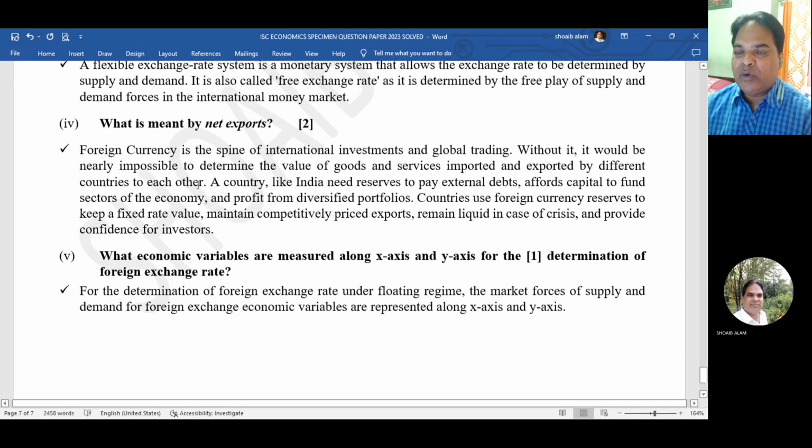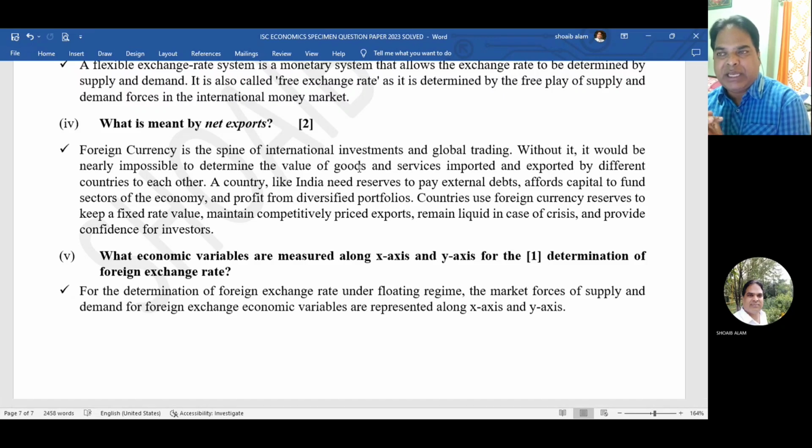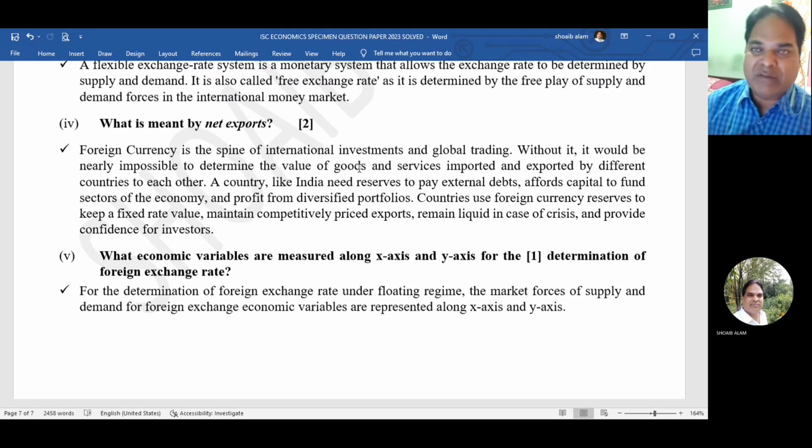Number four, what is meant by net export? Foreign currency is the spine of international investments and global trading. Without it, it would be nearly impossible to determine the value of goods and services imported and exported by different countries to each other. A country like India needs reserves to pay external debts, afford capital to fund sectors of the economy, and profit from diversified portfolios. Countries use foreign currency reserves to keep a fixed rate value, maintain competitively priced exports, remain liquid in case of crisis, and provide confidence for investors.